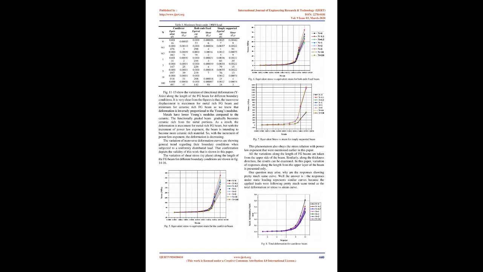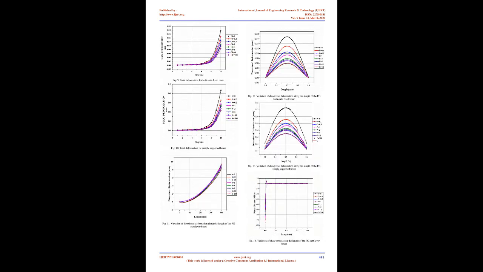4. Results. The responses under static loading are shown in this section. Table 1 represents the response, total deformation and directional deformation, under 100 kN force. The total deformation under other applied forces is shown in figures 8 to 10. From the figures, deformation is maximum for the minimum value possible for the power law exponent. That means the deformation is maximum for metal constituents. After that, with the increment of power law exponent, the deformation decreases.